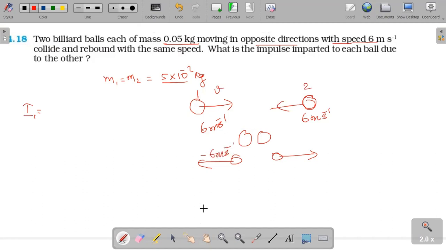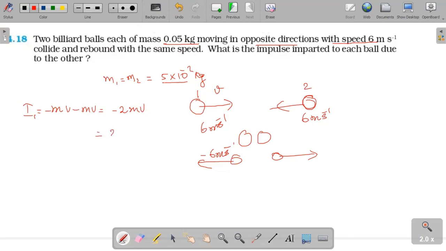Minus V. Change in momentum, first mass: final momentum minus initial momentum. Initial is plus MV, final is minus MV. Final minus initial gives minus 2MV. This is the impulse on the first mass.